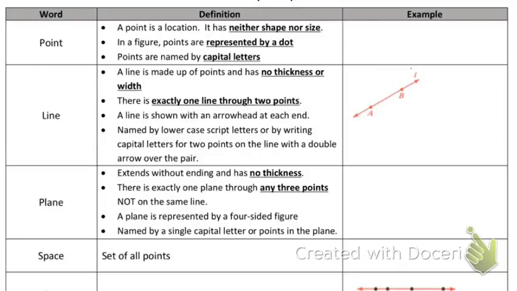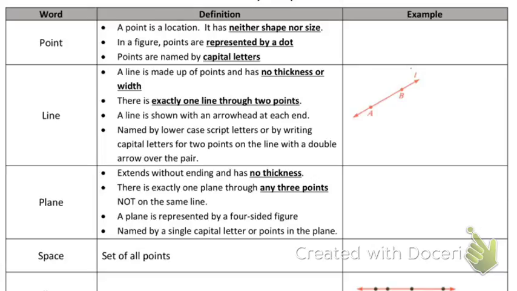We're going to start off with the very basics of geometry. I'm talking about points, lines, and planes. Basically, we use them to construct a whole bunch of different shapes. So we're going to start off with the most basic thing in geometry, and that is a point.